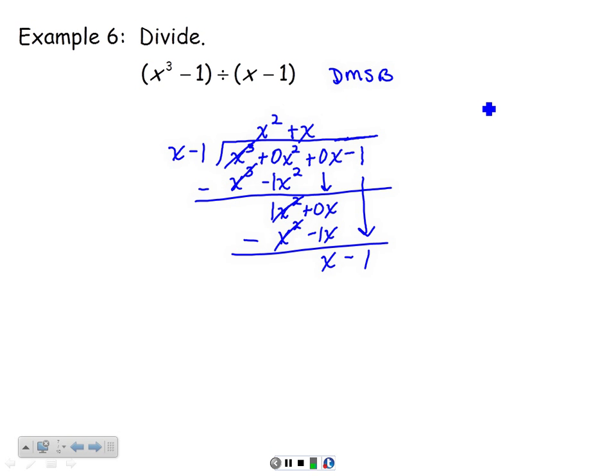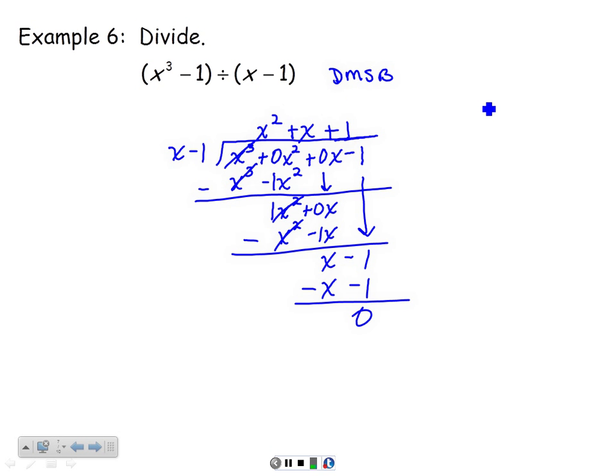So now x divided by x is going to be 1. Multiply around, 1 times x is x, and 1 times negative 1 is negative 1. And when you subtract, everything goes away, and you don't have a remainder. And so your answer is going to be x squared plus x plus 1.